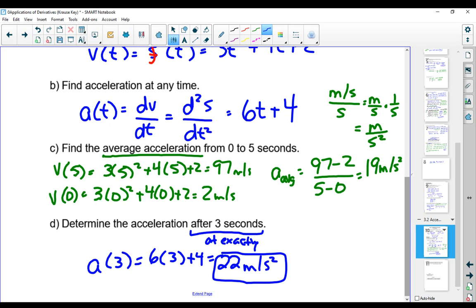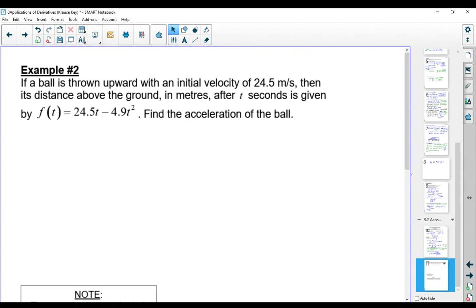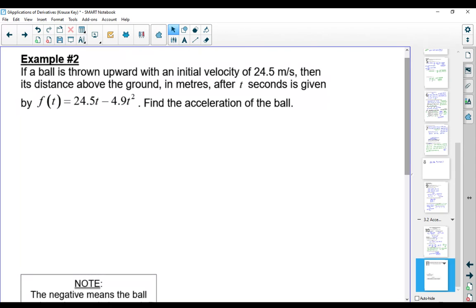All right, so we just got one other example to look at today before you get onto your assignment, and that's looking at a ball being thrown upward. A ball is being thrown upward with an initial velocity of 24.5 meters per second, and its distance above the ground after time in seconds is given by that formula there. Again, F of t is the same as our position. It can be the same as S. So we're being asked to find the acceleration of the ball. In order to find the acceleration, we need to do the second derivative of the position.